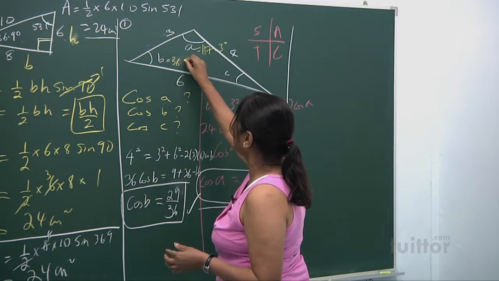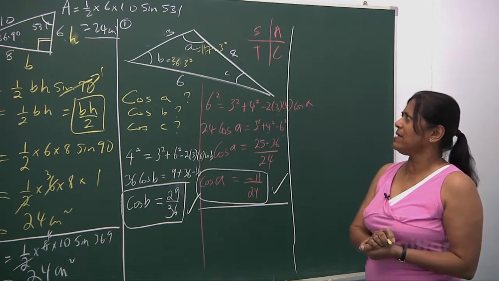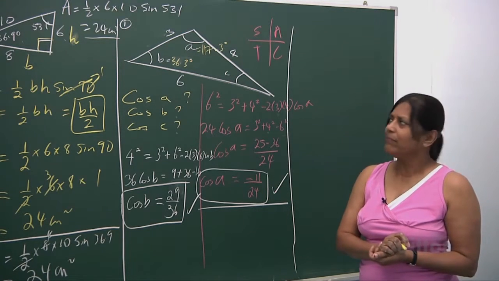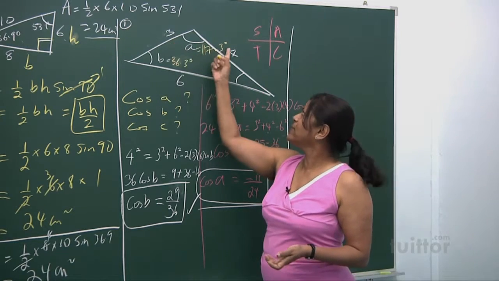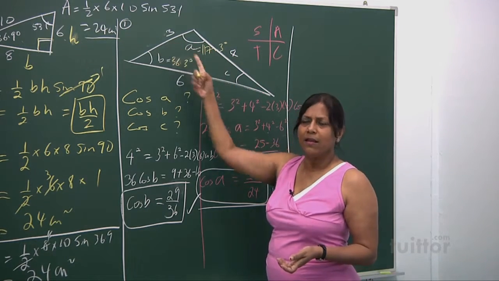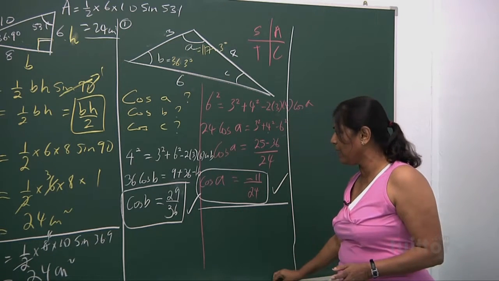36.3. Did I say that? Alright? And what do you think about C? Will it be smaller than that? Yes, because it's facing the shorter side. This is 4, that's 3. So let's do it again and let's be curious and then see what it's all about.